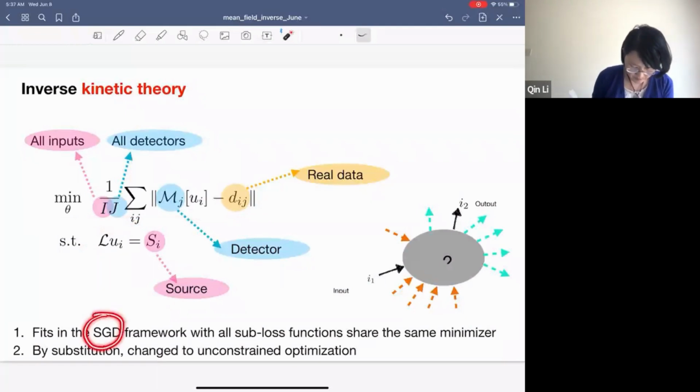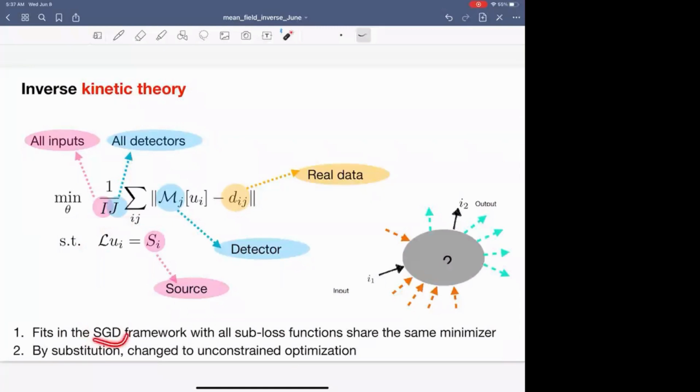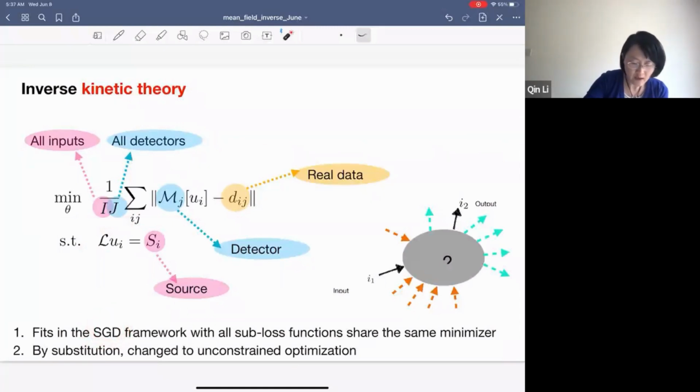There's one particular strategy in optimization called stochastic gradient descent. Very naturally, this kind of formulation falls into the stochastic gradient descent formulation, because the loss function is a summation of a bunch of sub-loss functions. So very naturally, it falls into the SGD formulation. Another thing I want to say is that sometimes you can invert this L into the right-hand side and move this U over here to eliminate the constraint. So you can change it to an unconstrained optimization as well.